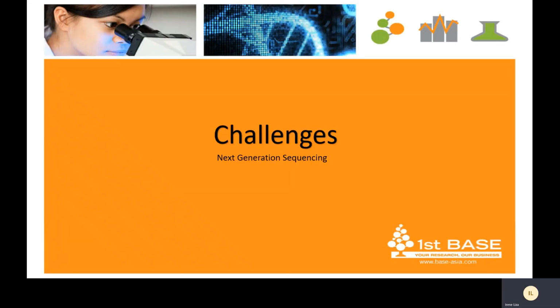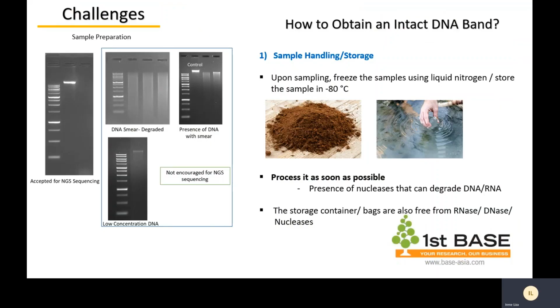So we have seen two types of metagenomic sequencing. Usually those two tend to have similar challenges. So let's look into what are the challenges commonly faced by researchers. Number one, how are we going to obtain an intact band? The first thing is, how do you handle your samples? How do you store your samples? Upon sampling, whichever samples you are sampling, freeze the samples using liquid nitrogen or store them at -80.